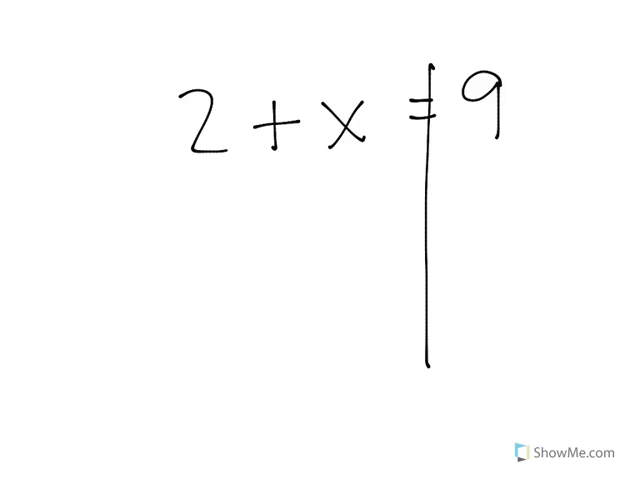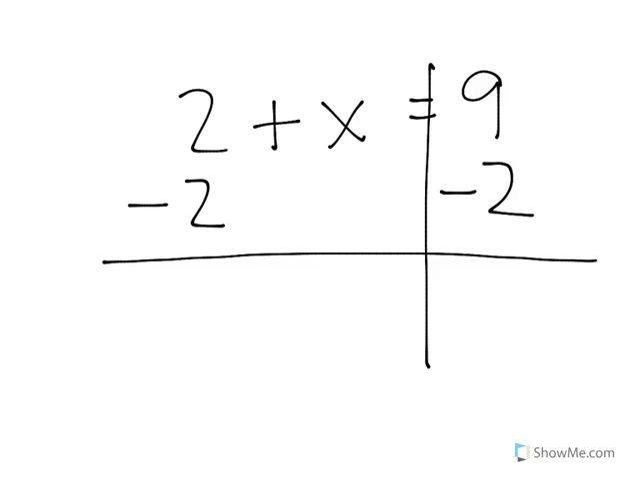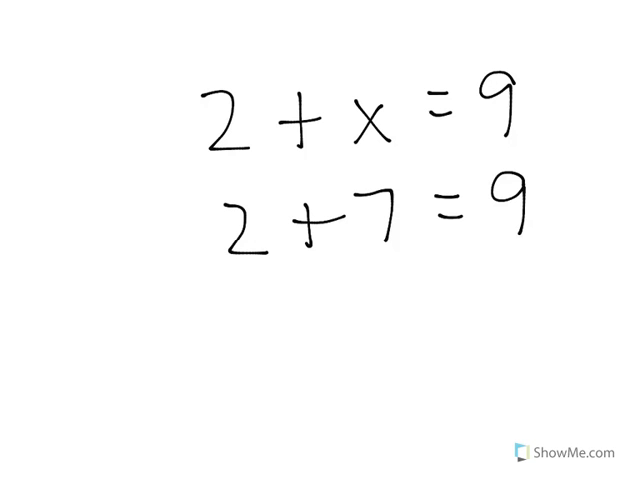So the variable is on the left side with 2. I'm going to put the opposite of 2 right under it, which is negative 2. What you do to one side, you have to do to the other side. 2 minus 2 is 0, leaving you with x equals 9 minus 2, 7. We're going to check. 2 plus x equals 9. I'm going to substitute in 7 for the value of x. 2 plus 7 equals 9. 9 equals 9. That checks out.